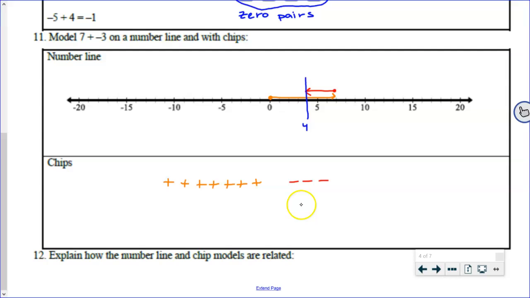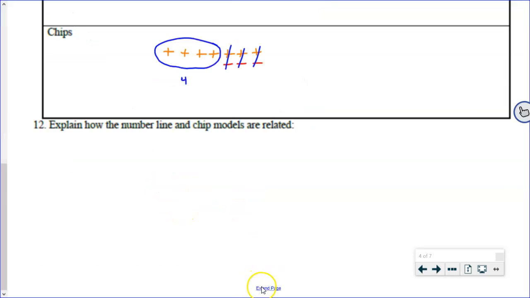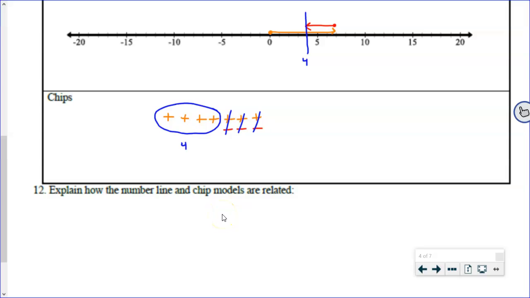All right, here are my representations. I've got my number line where I went from 0 to 7, and then to represent negative 3, I went backwards, 1, 2, 3 on the number line, ending right here at 4. My chip tile model: once I combine those, I can see I've got some 0 pairs here, and it leaves me with 4 of these positives. So I end up with positive 4, just like I did on the number line. So how are they related? Please now share your conversation that you had with your tables with the class. How are the number line and the chip and tile model related?